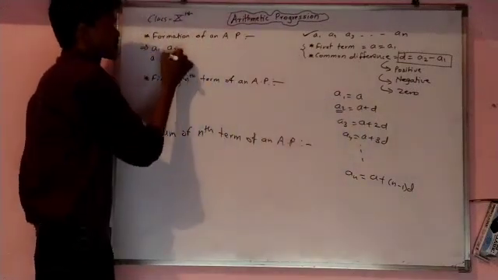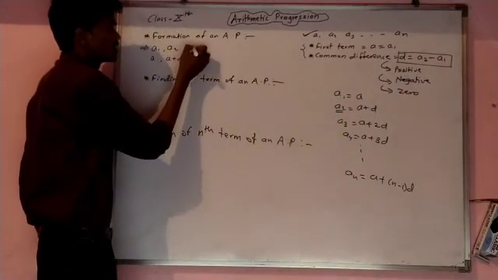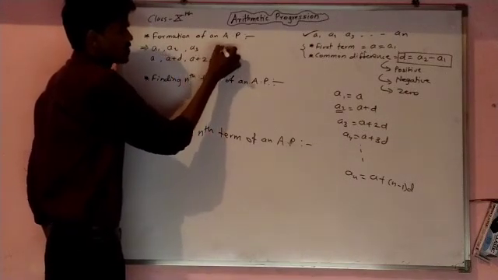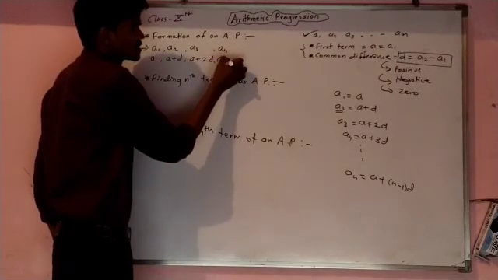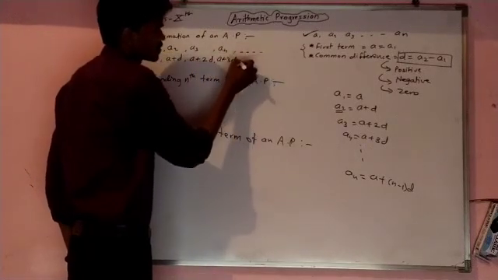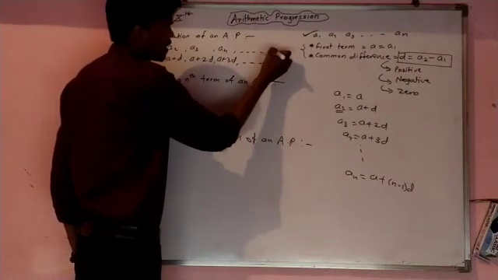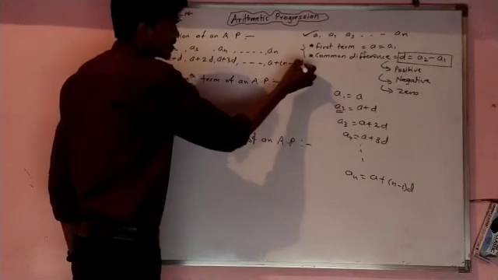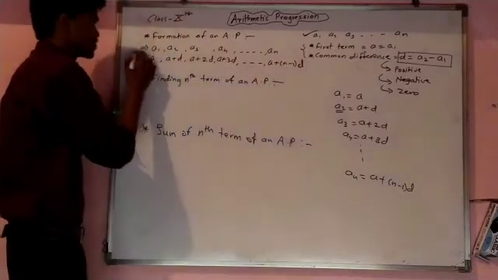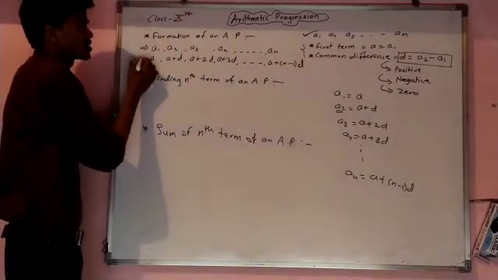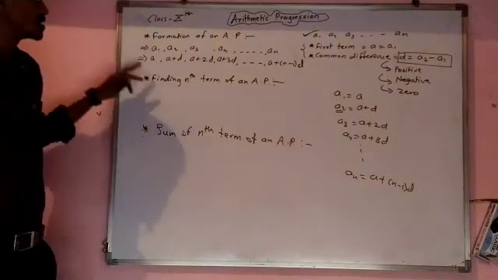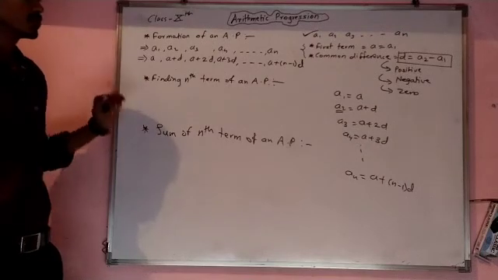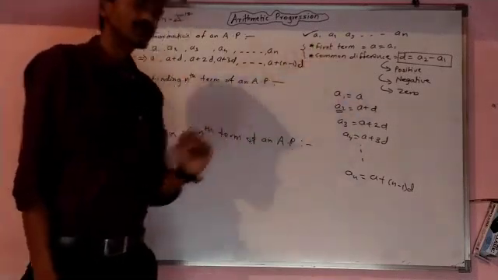So here it is, a2 is equal to a plus d, then a3 is equal to a plus 2d, a4 is equal to a plus 3d and so on and so on. an is equal to a plus n minus 1 into d. Okay, so this is the concept of formation of arithmetic progression. I hope you understand this concept, formation of AP, by using the first term and common difference.